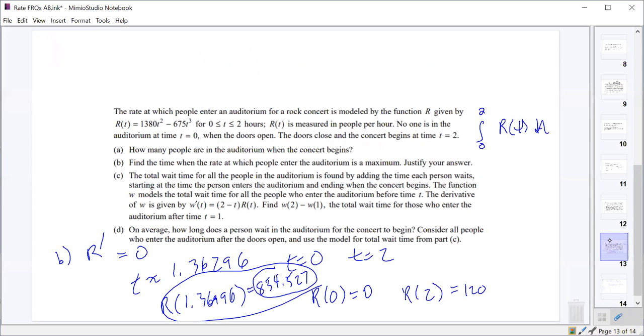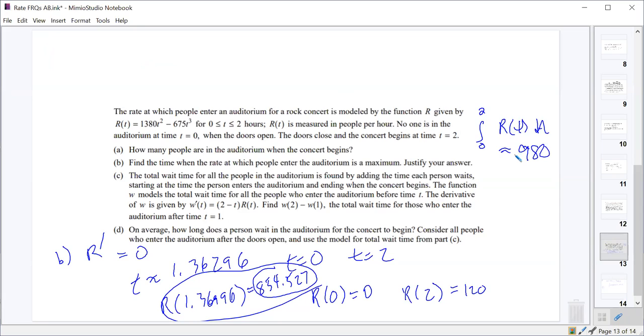And then for part D, it says on average, how long does a person wait in the auditorium for the concert to begin? Consider all people who enter the auditorium after the doors open, use the model for the total wait time for part C. So we're looking for an average here. So that's going to be 1 over our amount from part A, which I guess I should look at our scoring guide. That came out to be 980 for part A.